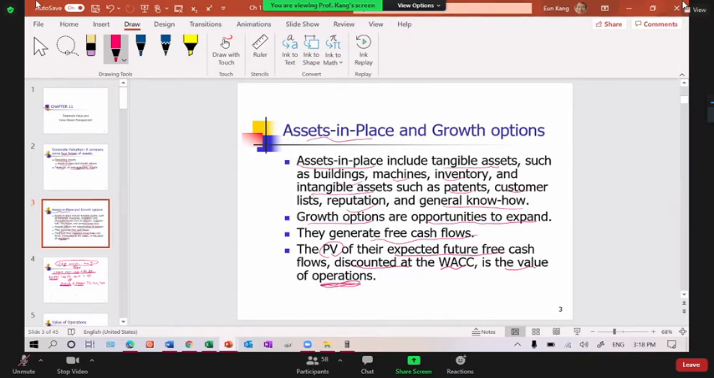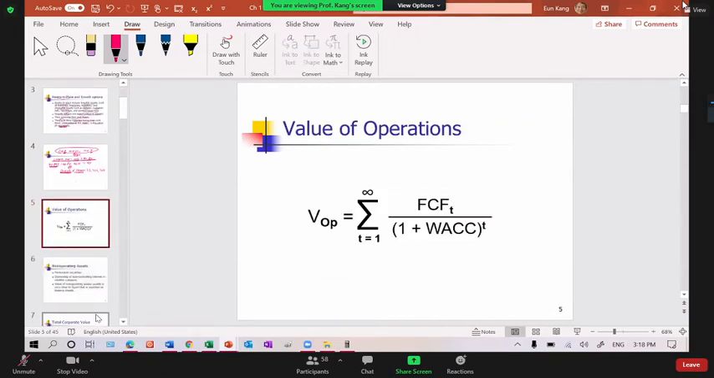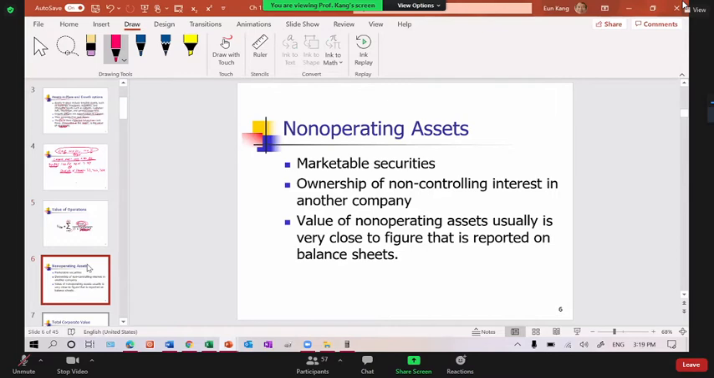Okay, value of operations. So value of operations is basically free cash flow, all the future cash flow, t equals 1 to infinity, which means all the future cash flows discounted by WACC. So the free cash flows are for all the investors. That's why you discount by WACC, not cost of equity or cost of debt. The free cash flow is for everybody, so discounted by WACC. Then you add non-operating assets to get the value of the company.